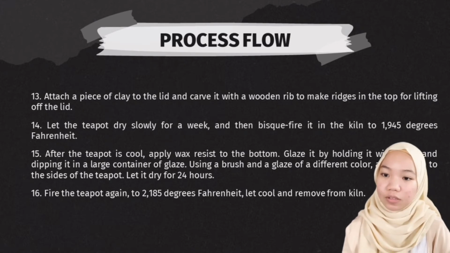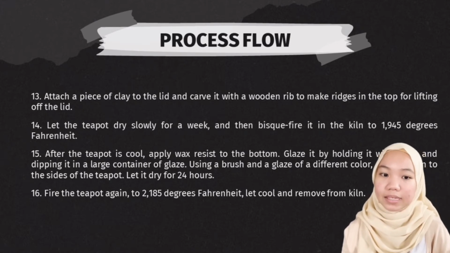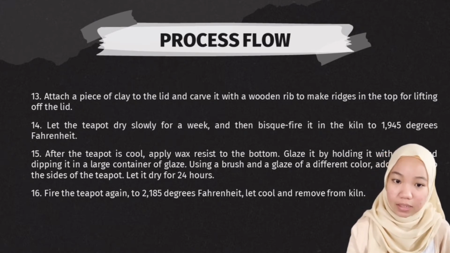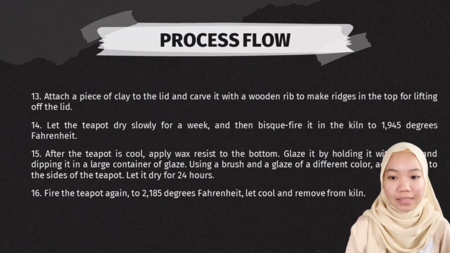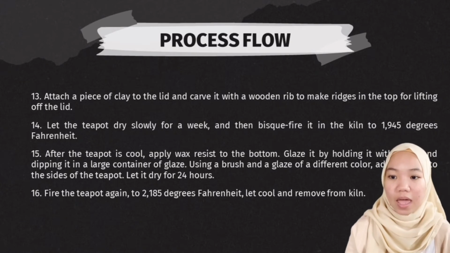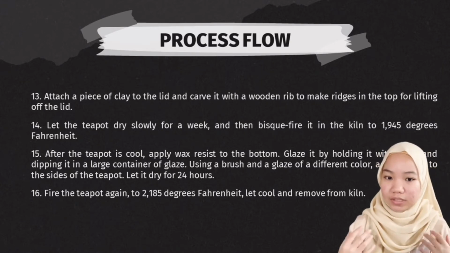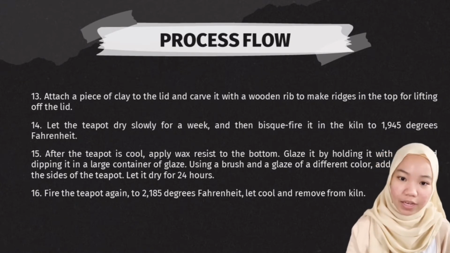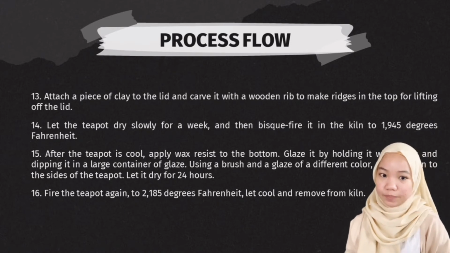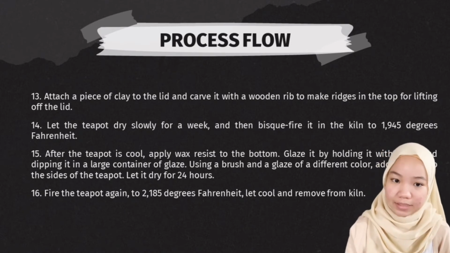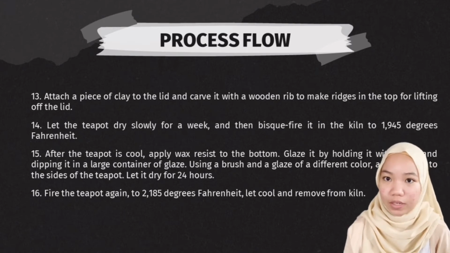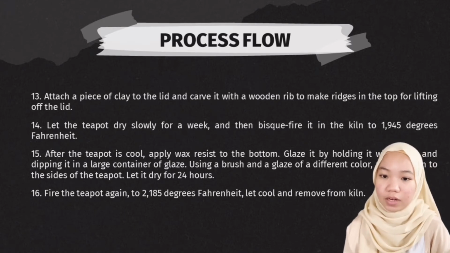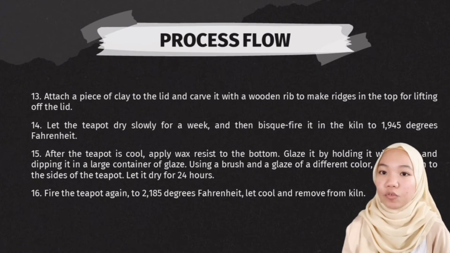Glaze it by holding it with tongs and dipping it in a large container of glaze. Using a brush and a glaze of a different color, add a design to the sides of the teapot. Let it dry for 24 hours. Last step is 16. Fire the teapot again to 2185 degrees Fahrenheit and let cool and remove from kiln.